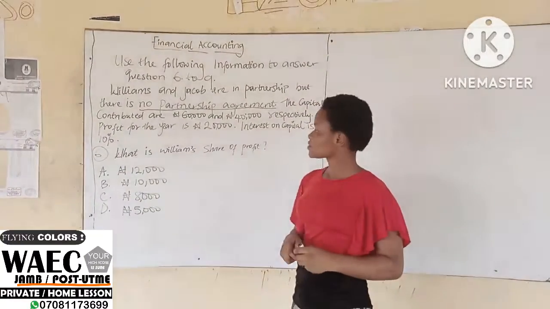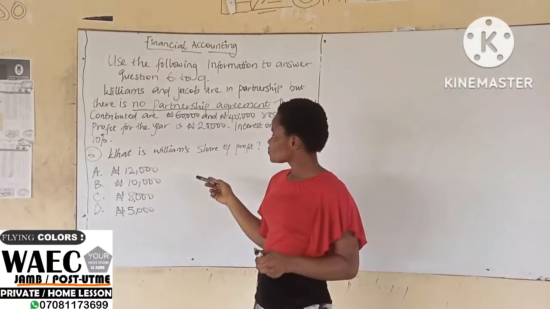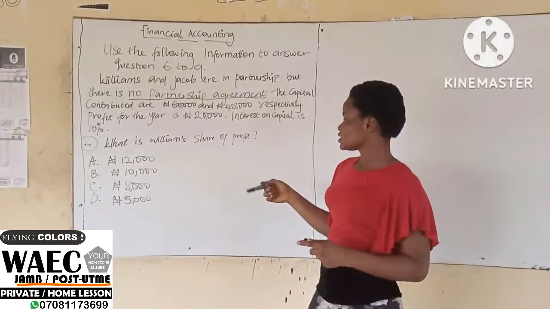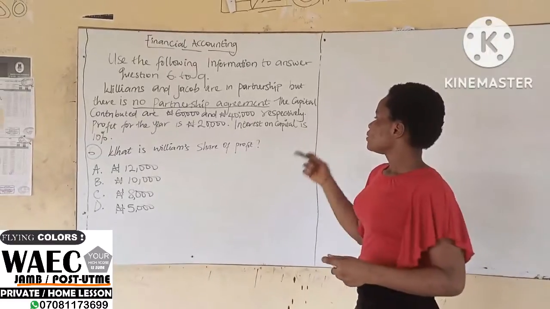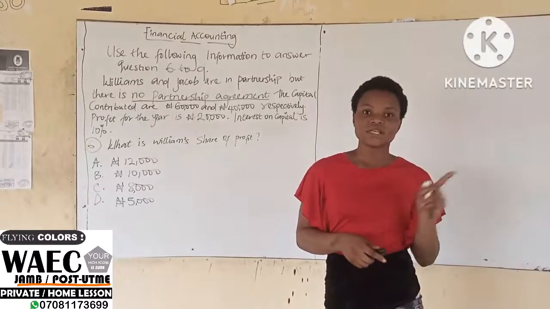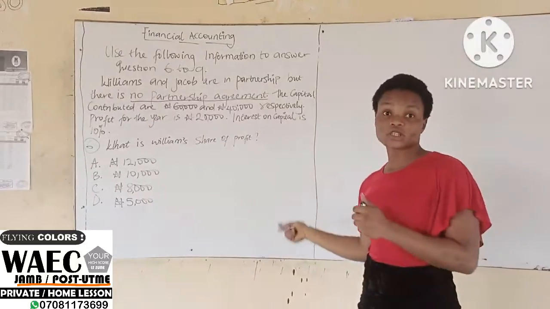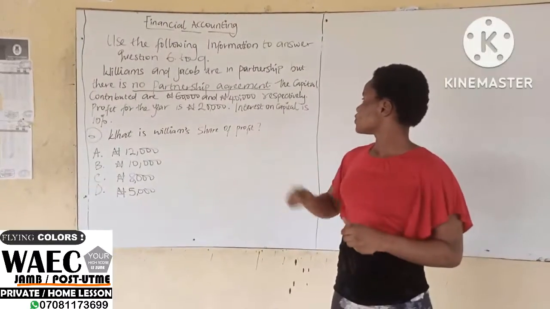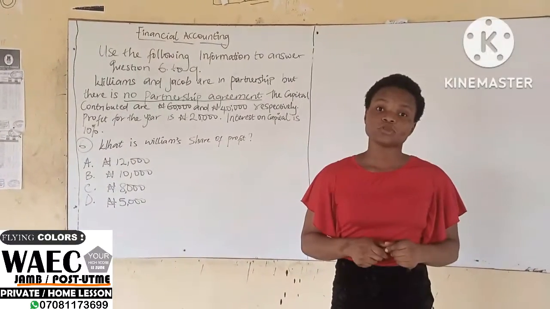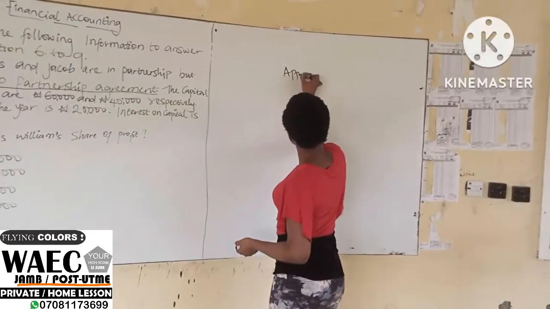Then question number 6 says, what is Williams' share of profits? Option A, 12,000. Option B, 10,000. Option C, 8,000. Option D, 5,000. Okay. Mind you, whenever you hear of share of profits, it deals mostly with appropriation accounts. For share of profit, you make use of your interest on capital and the profit for the year, then the capital they contributed. So let's go back to the solving. So, appropriation account.